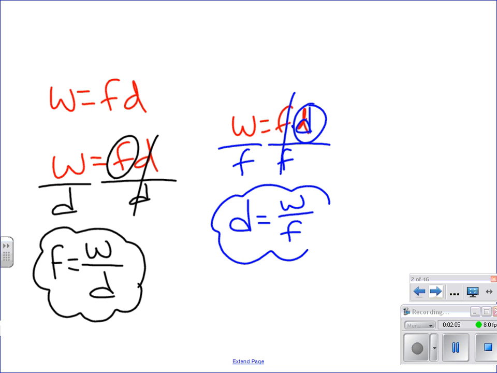All right, so just keep these three in mind. Again, hopefully that's simple algebra for you. If not, keep reviewing that. You should be able to get to those. See me or see your algebra teacher if you have trouble with those. All right, so those are your formulas for work, force, or distance.